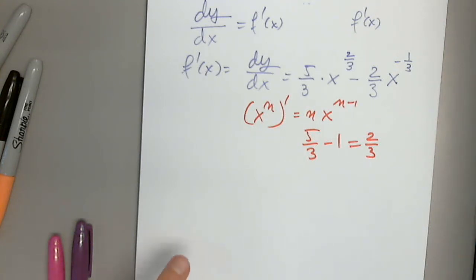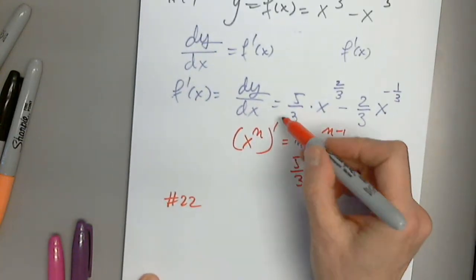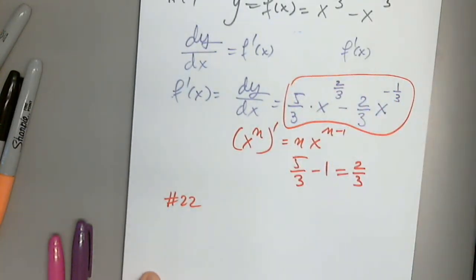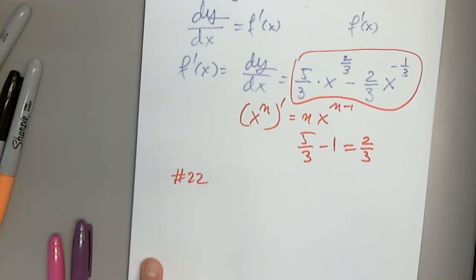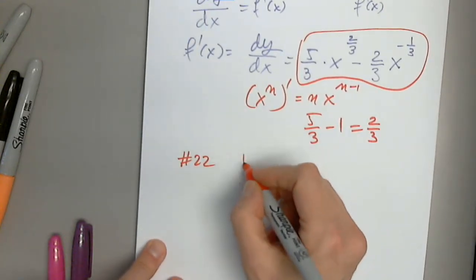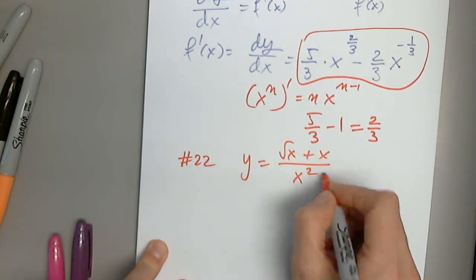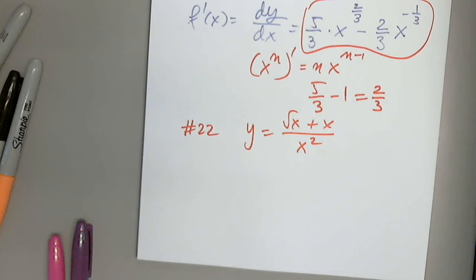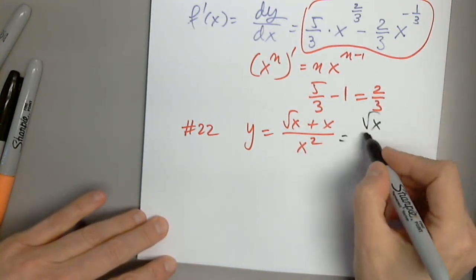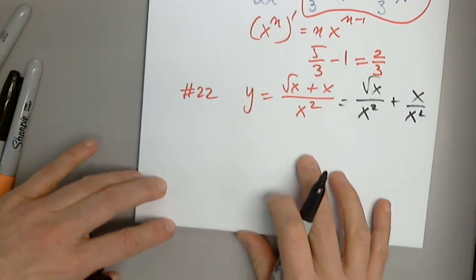Let's choose something else, like, for example, 22. And that's it. That's the derivative of this function. So 22. We have y equals the square root of x plus x, divided by x squared. I don't like this function. But it has only one term in the denominator, so I can separate it into 2 fractions. Why 2? Because I have 2 terms at the top. If I had 3 terms at the top, I would have separated into 3 fractions. But right now, I will separate into the square root of x over x squared plus x over x squared.